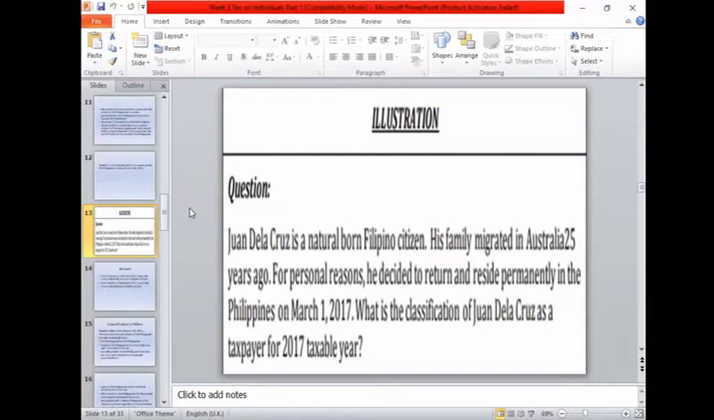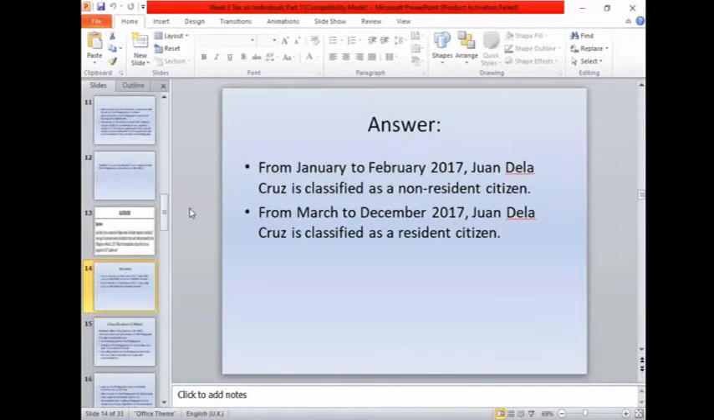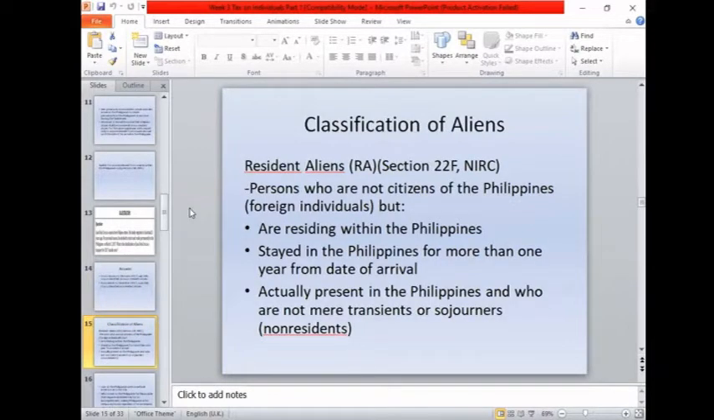So that will be a change of status. What is the classification of Juan de la Cruz as a taxpayer? As the rule I gave to you, from January to February of 2017, Juan de la Cruz is classified as a non-resident citizen. But at the time of his arrival, March 1 of 2017, his status changes from non-resident citizen to resident citizen, from March to December of 2017. So those are the classifications of citizens.